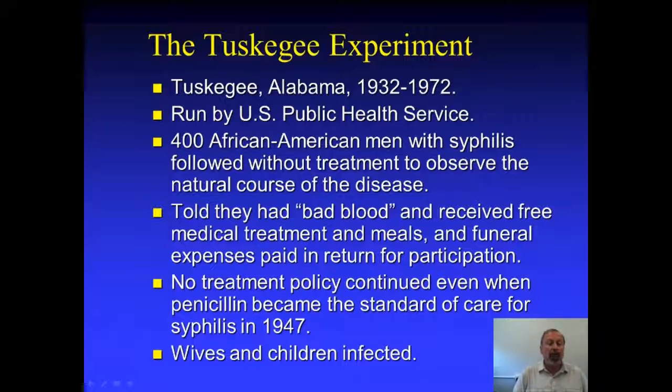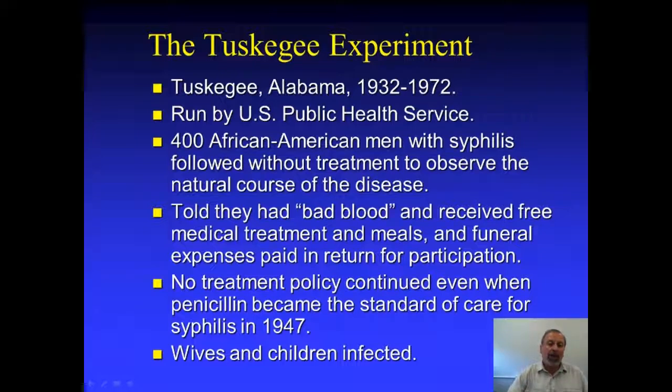And when treatment became available, because in the 1930s there were no effective treatments, there were no antibiotics available. Antibiotics became available in the 1940s, and I think penicillin was the first to arrive, and it became the standard of care in 1947. Nonetheless, the participants in this study were not offered the chance to be treated. I think the general reasoning at the time was, well, this has gone on for so long that the treatment is unlikely to be useful for them. So they weren't told about the availability of the treatment.